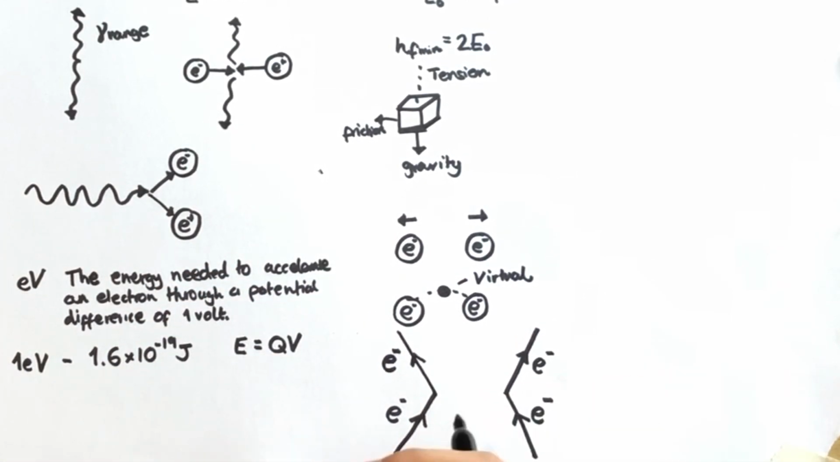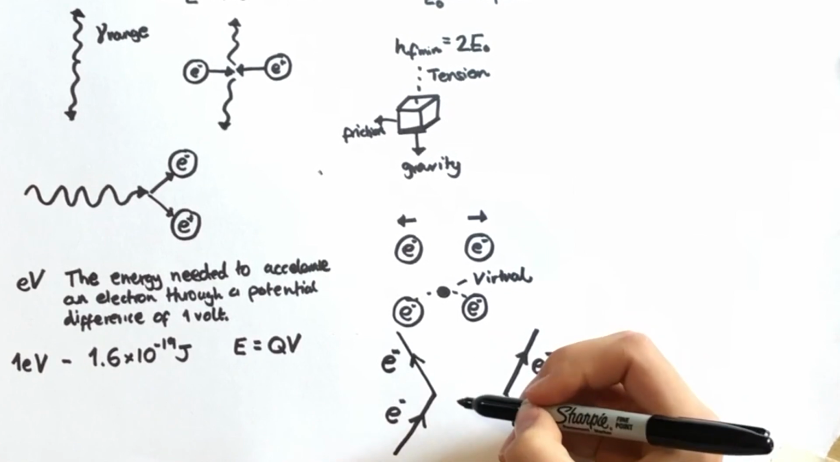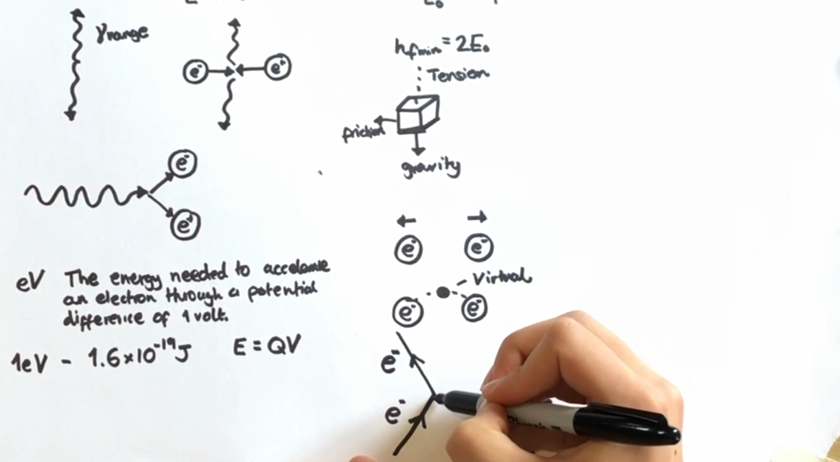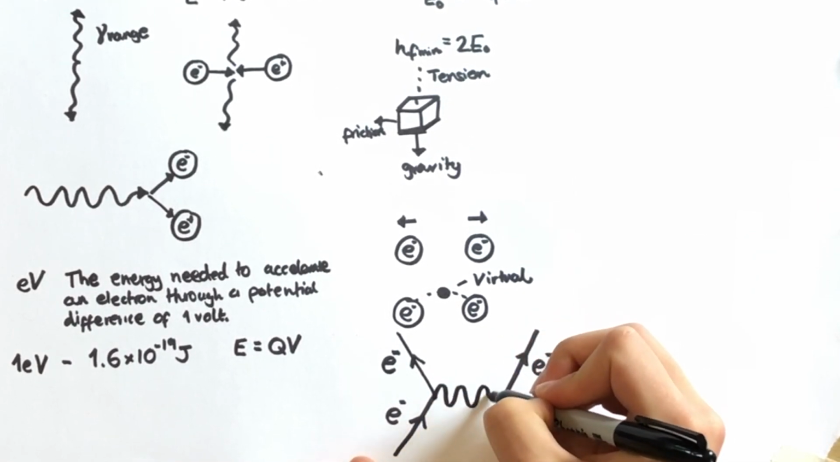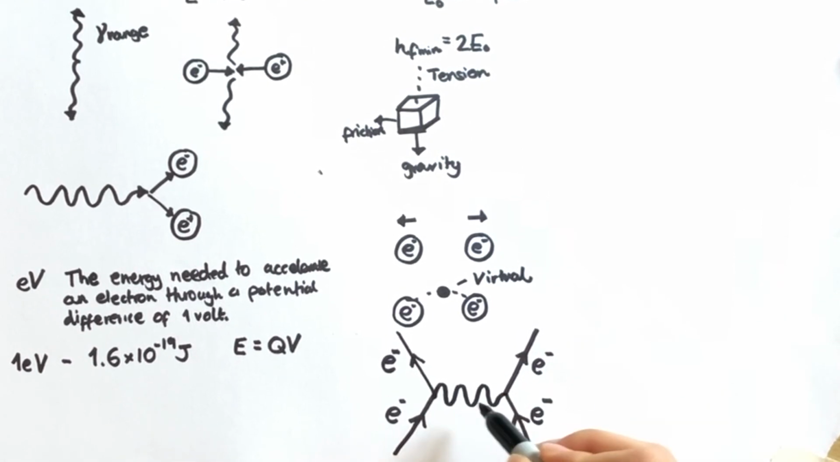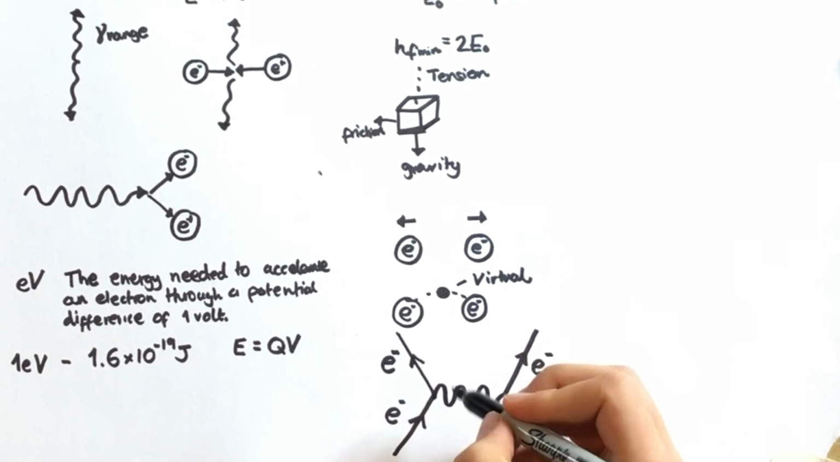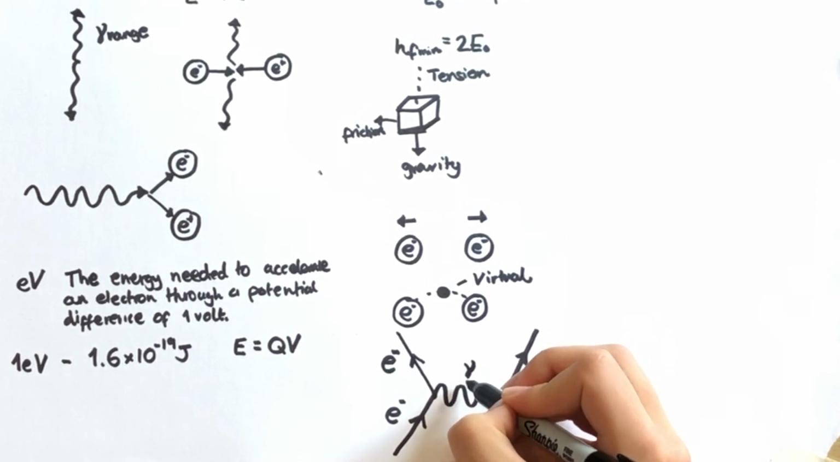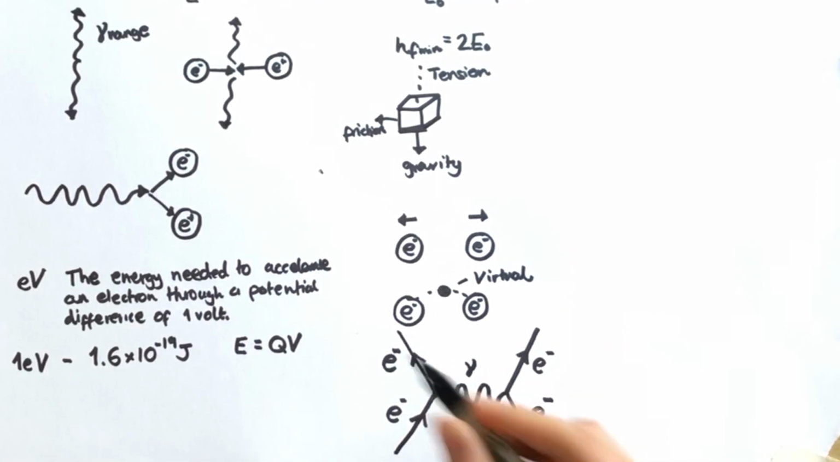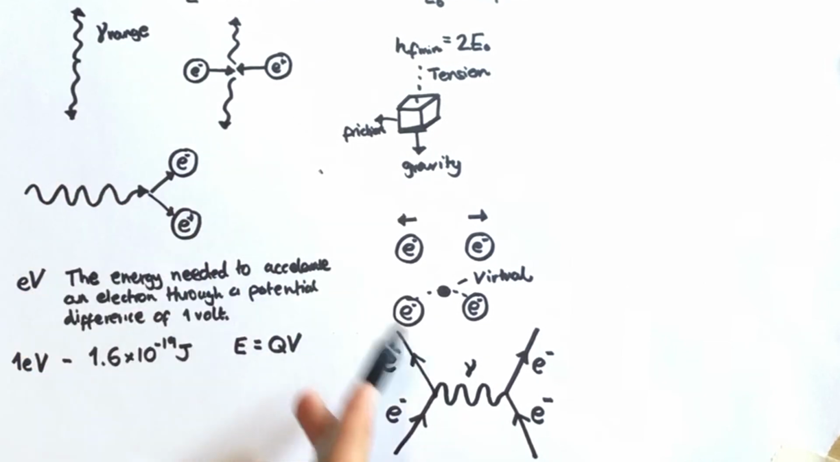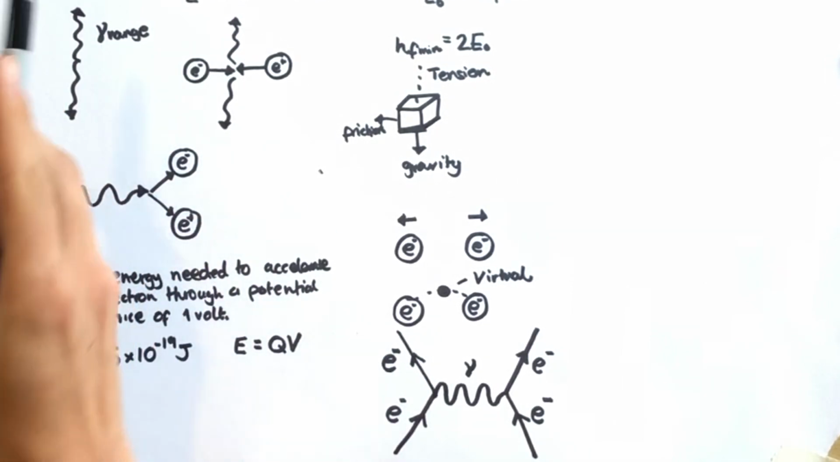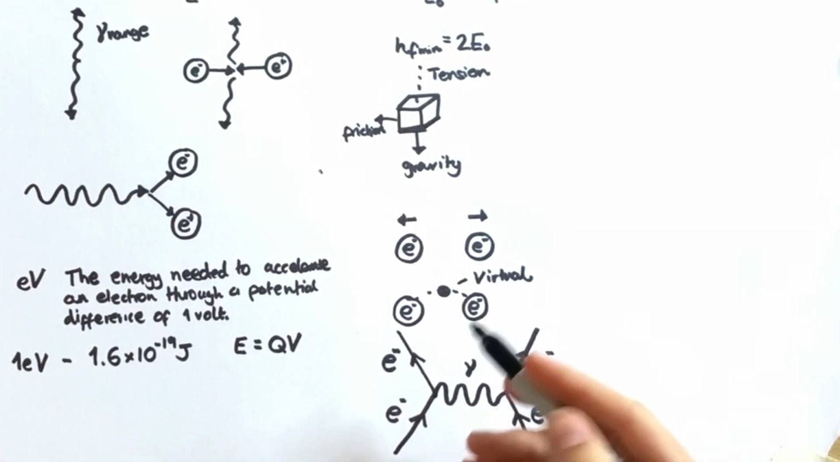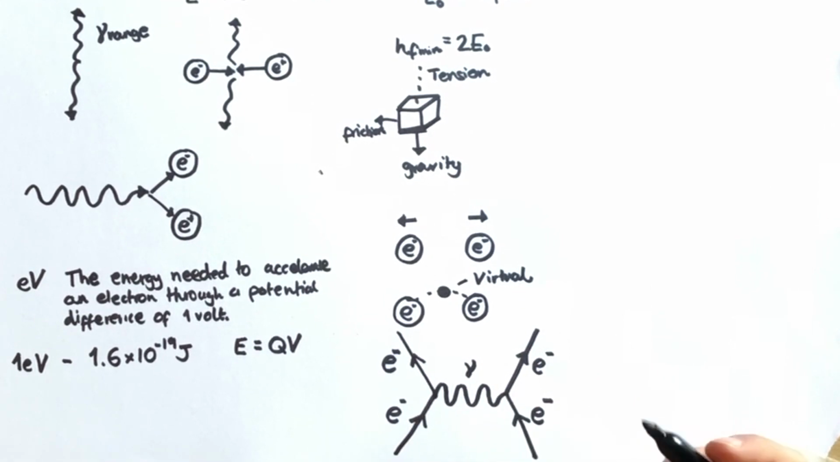But of course we need to represent this photon right here, and this we represent by a wiggly line, just like this. And for the photon, we normally use the symbol gamma. It's just a convention. It doesn't necessarily mean that it's part of the gamma part of the spectrum, but we just normally use the symbol gamma to represent a photon. A little bit confusing, I know.